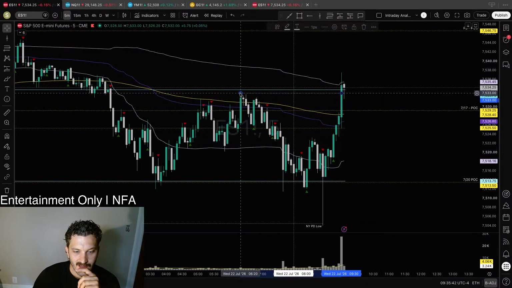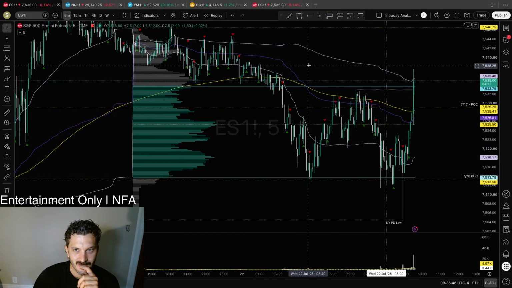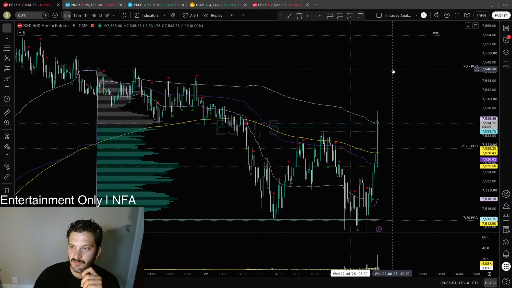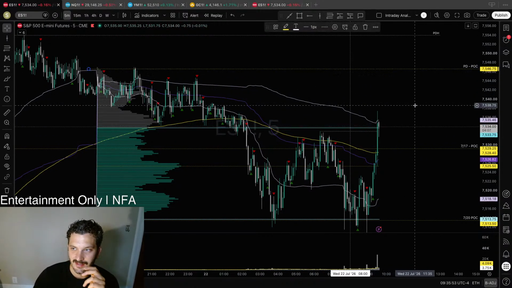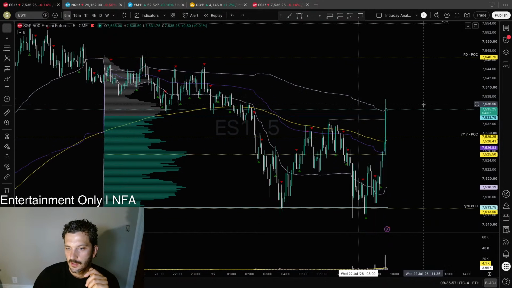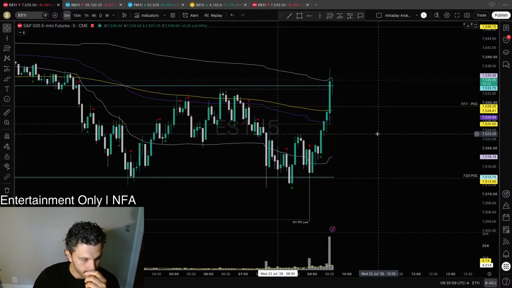Once again, we took this high right here that was put in at 6:20 a.m. today. Next key level for me is this previous day point of control at 7546.75. So watching to see what happens there.